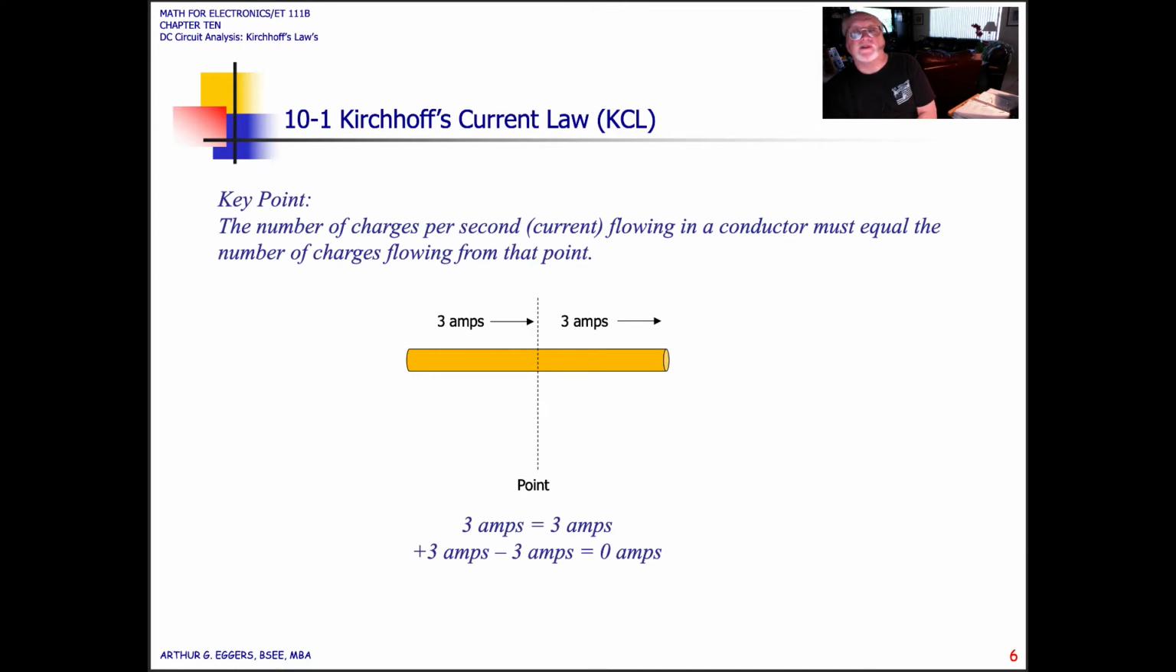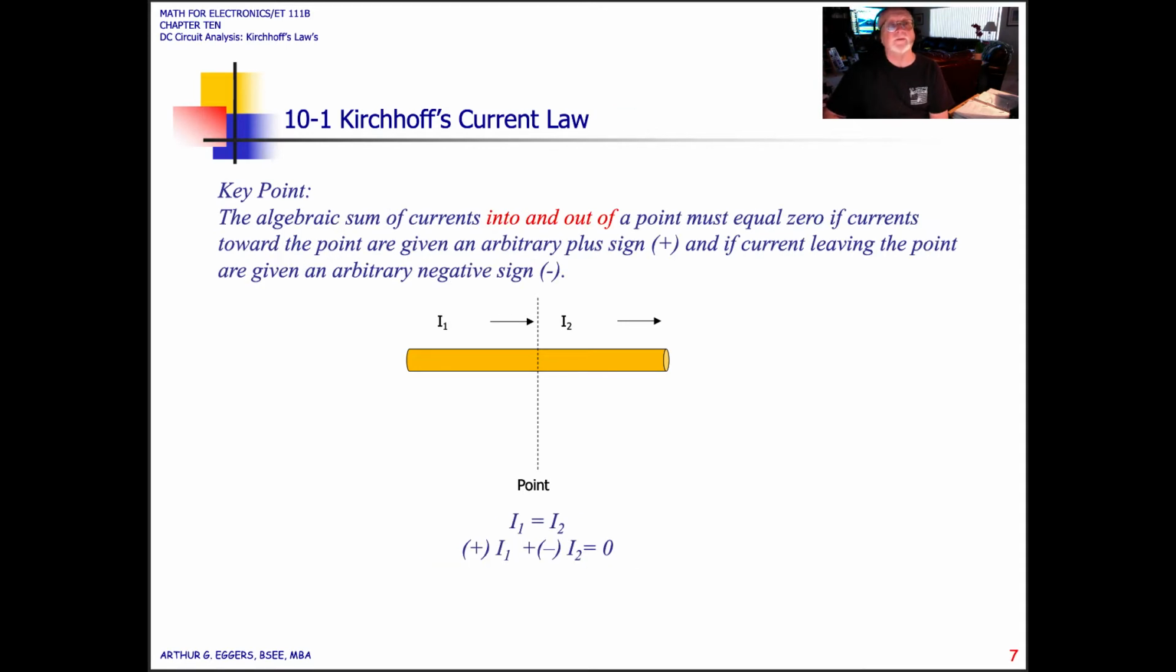The number of charges per second, or current, flowing in a conductor must equal the number of charges flowing from that point. So we have a number of charges flowing, and that number of charges equates to 3 amps. The 3 amps is not the value of the charge, but it equates to 3 amps of current. Current is kind of like the pressure of the current flow of those charges moving through the pipe.